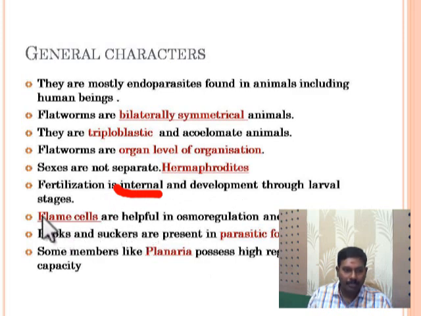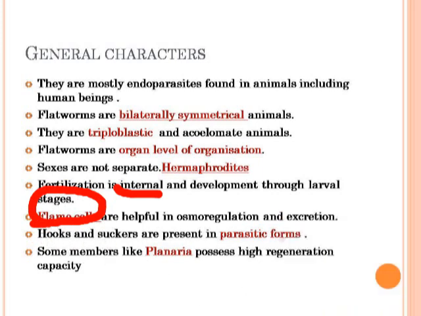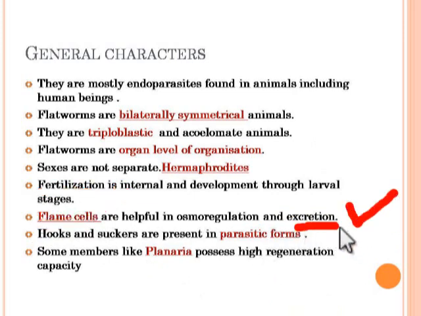And here a very important property is flame cells. Flame cells play a very important role over here. These flame cells help in excretion. The body waste will be excreted through flame cells. This is a very important property of Platyhelminthes or flatworms. Hooks and suckers are present in the parasitic forms.